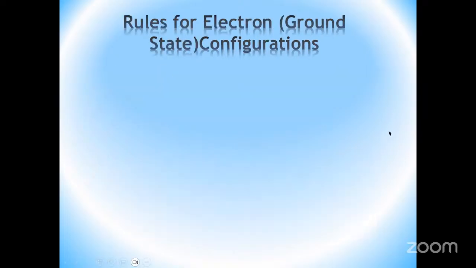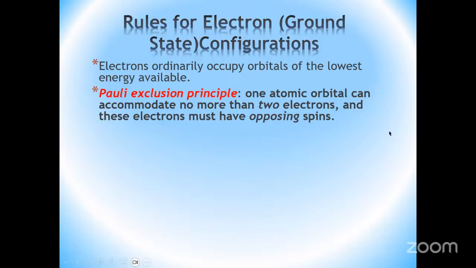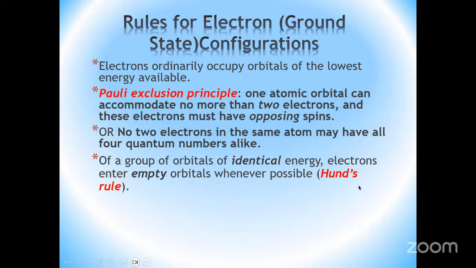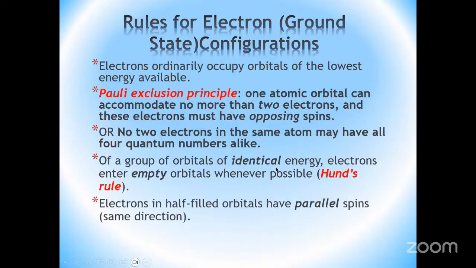So that's basically what you have to do in order to establish the electron configuration. In fact, I'm going to spend some time here going through the rules for determining the ground state configuration of an atom. The first rule, and some of these you should have met before, is that electrons ordinarily occupy orbitals of the lowest energy available. So that's the first rule.